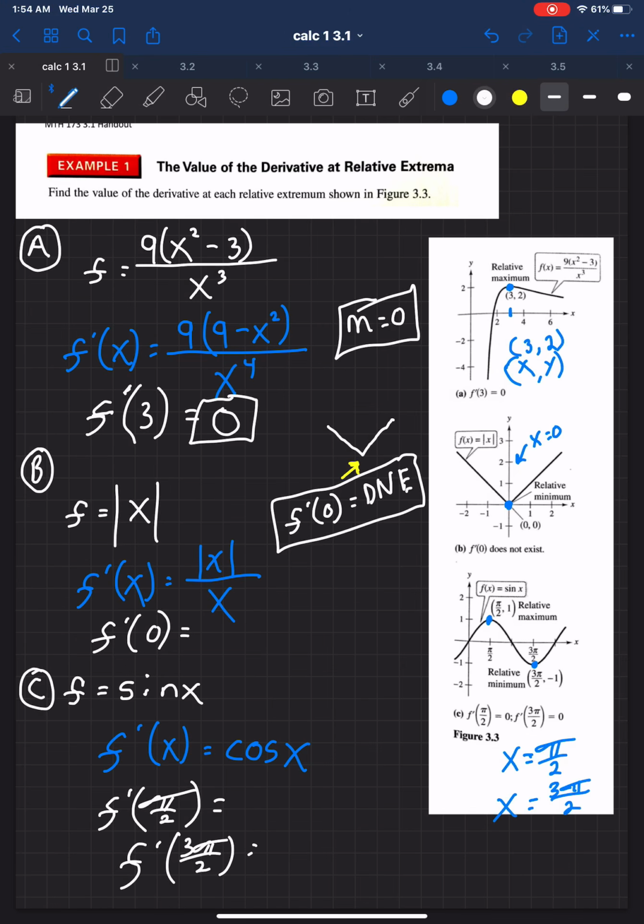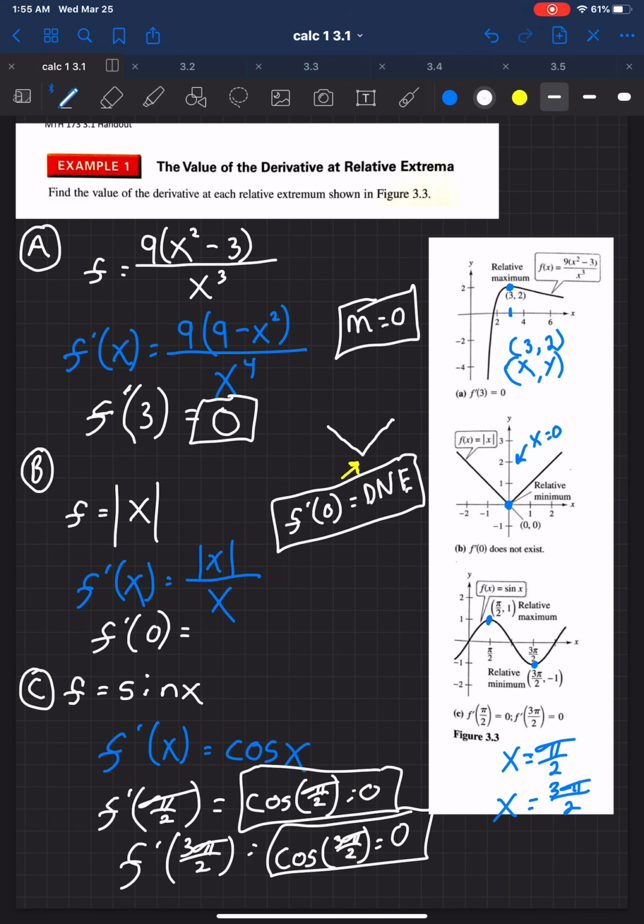Well, if you know your unit circle, or if you have access to it, you could look it up. Cosine of pi over 2 is 0. Cosine of 3 pi over 2 is 0. Okay, so interesting, right? I realize that's only 3 examples, but from those 3 examples, it appears that relative mins and maxes are showing up when the derivative is equal to 0 or when the derivative does not exist.